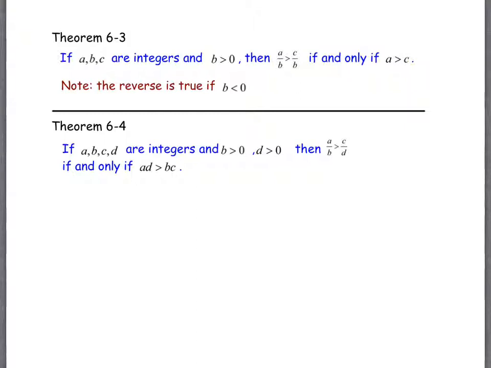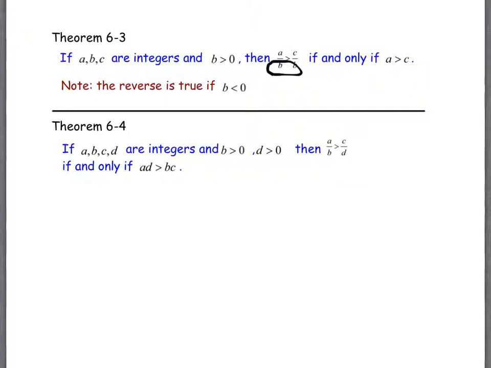It tells us that if you have integers a, b, and c, and you need the value for b to be greater than 0 to make this work, then if a over b is greater than c over d, that's only going to happen when a is greater than c. That's why the b value needs to be positive for that to happen. And the reverse is true if b is negative. So all they're saying is that if the denominators match and they're positive, you can rather ignore the denominators and just compare the numerators. Okay, that's all this one is telling you.